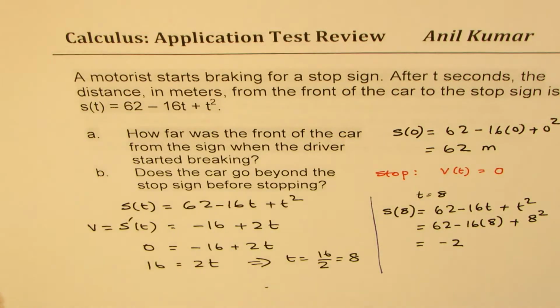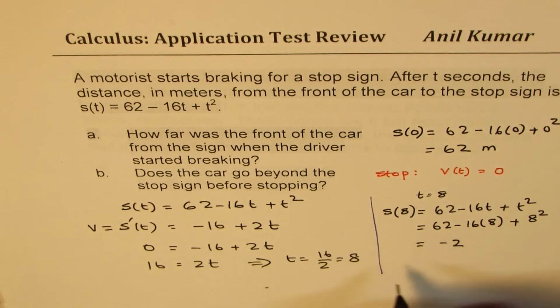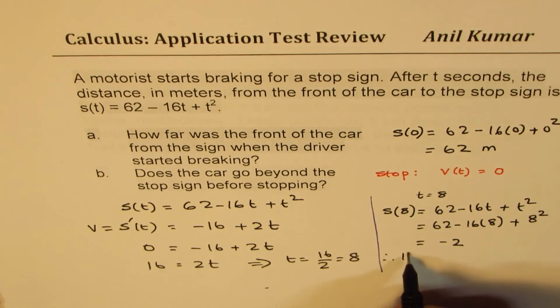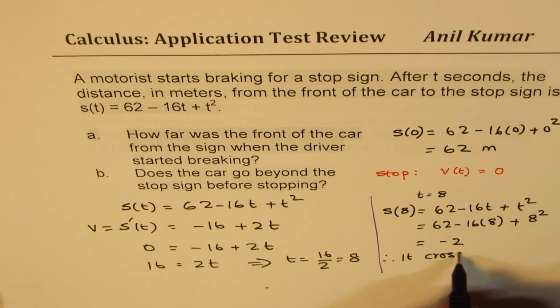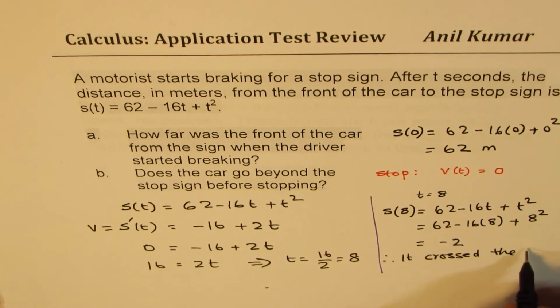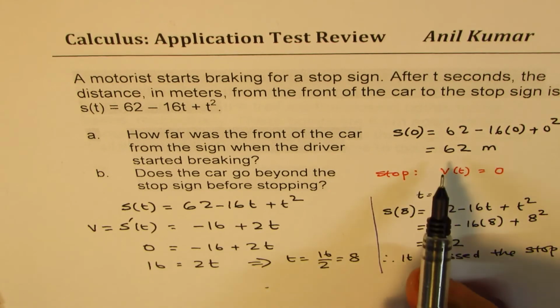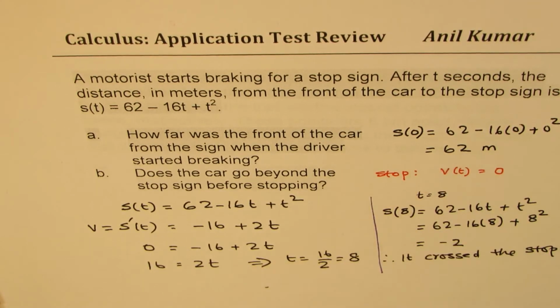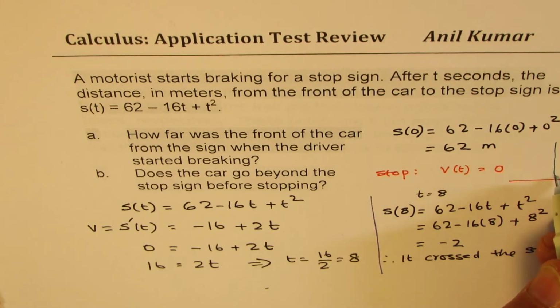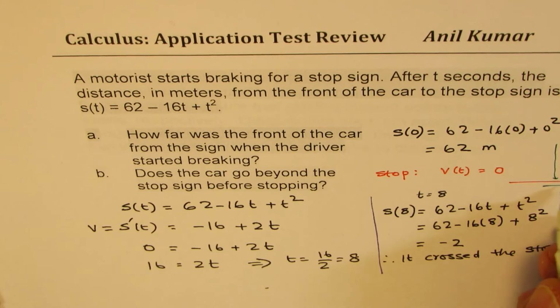So minus 2 means what? It crossed, correct? Therefore, it crossed the stop sign, right? So earlier it is away, 62 is positive. Do you understand this part? So basically, if this is the stop sign and the brakes are being applied, the car actually stops here, which is 2 meters beyond the stop line. Do you understand? So that is what it is.